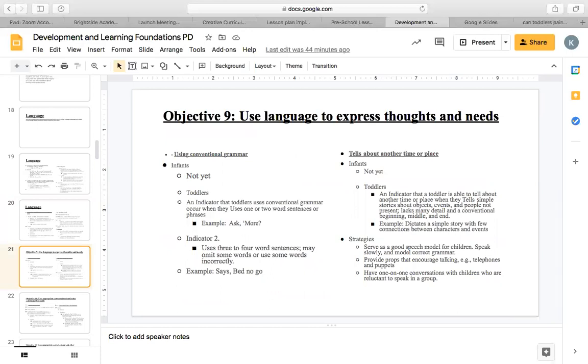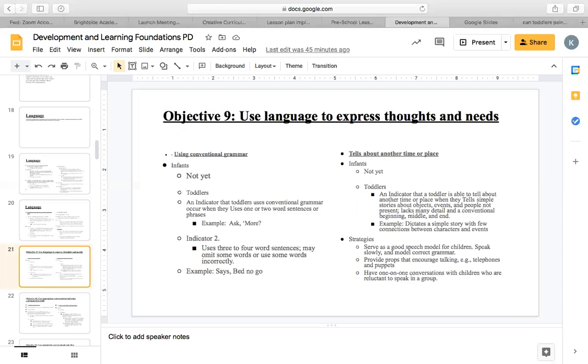Using conventional grammar. Infants, not yet. Toddlers. An indicator that toddlers use conventional grammar occurs when they use one or two word sentences or phrases. Example, ask more. Indicator 2. Uses 3 to 4 word sentences. May omit some words or use some words incorrectly. Example, says, bed no go.